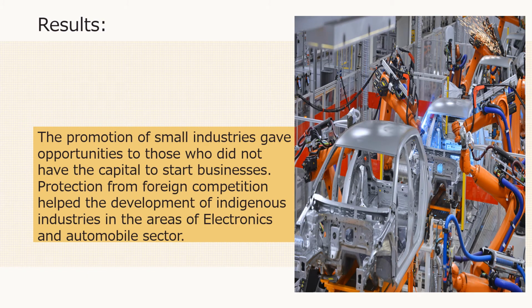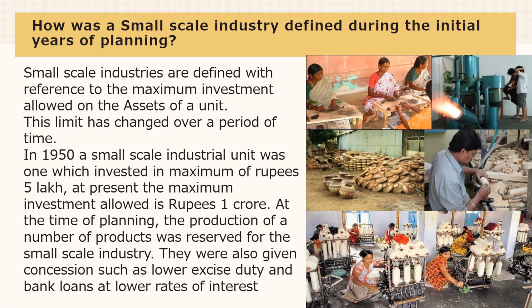What happened in terms of results being achieved through planning in the industrial sector? The promotion of small-scale industries gave opportunities to those who did not have the capital to start businesses. Protection from foreign competition helped the development of indigenous industries or local industries in the areas of electronics and automobile sector. We spoke about small-scale industries in the previous slide.